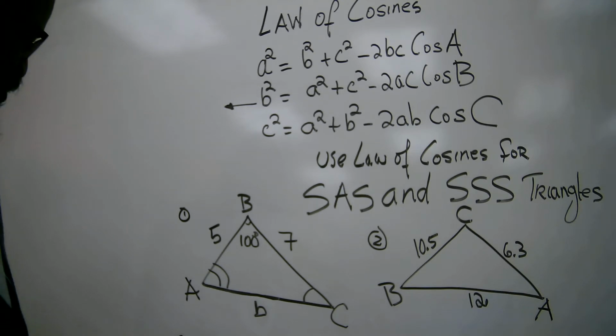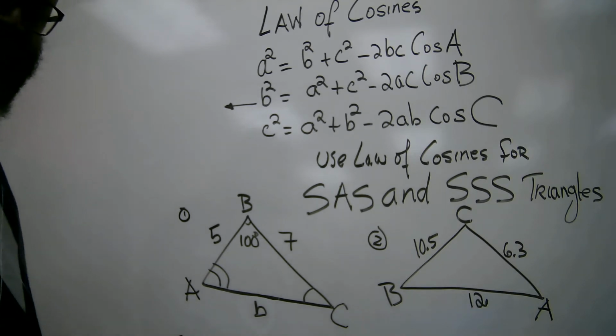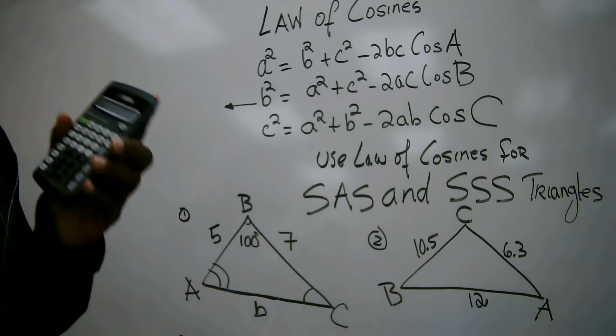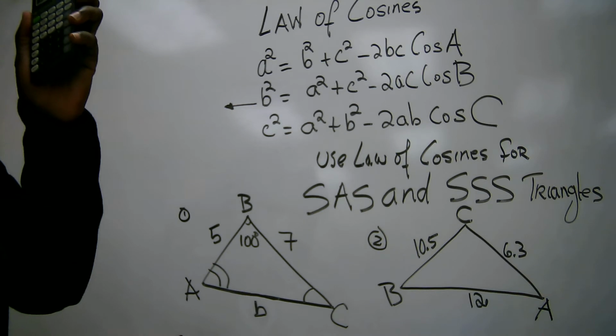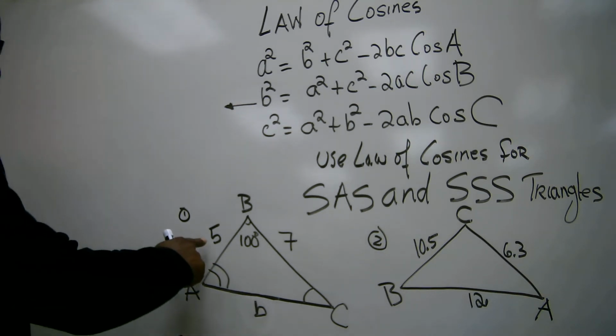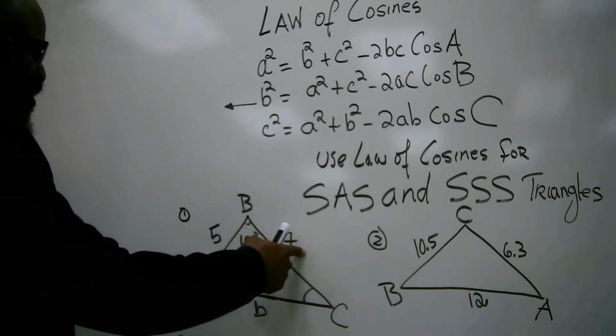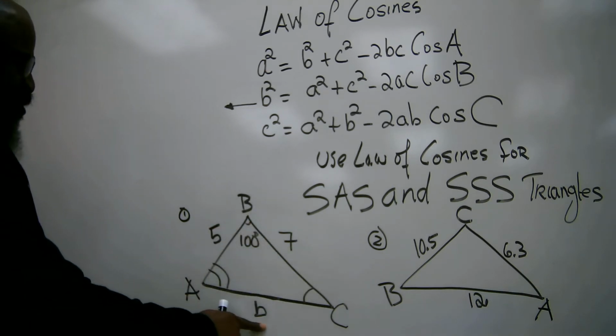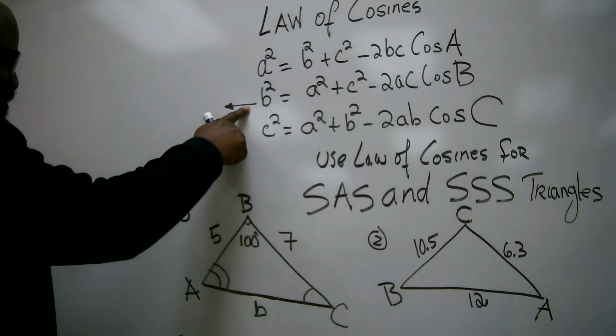One thing, you will need to have your calculator handy when using law of cosine. That's going to be my best tip. For using law of cosine, I have one side, I have the angle, and I have the other side, that will be side-angle-side. So I will be able to find B. Since I'm looking for B, I'm going to use this part.